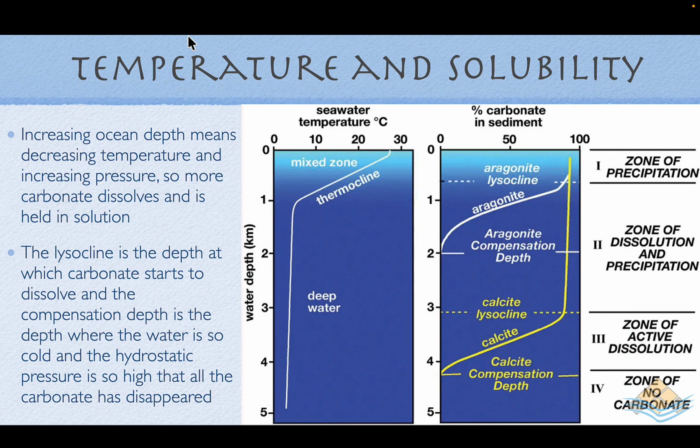sediment versus depth. We can see that increasing the ocean depth means we are decreasing the temperature and we're increasing the pressure. So that means more and more carbonate, which is stable in the near surface waters, will dissolve and will be held in solution as that calcium carbonate sediment, quite often coming from pelagic planktonic forms, is dissolving as it sinks to the deep ocean bottom.